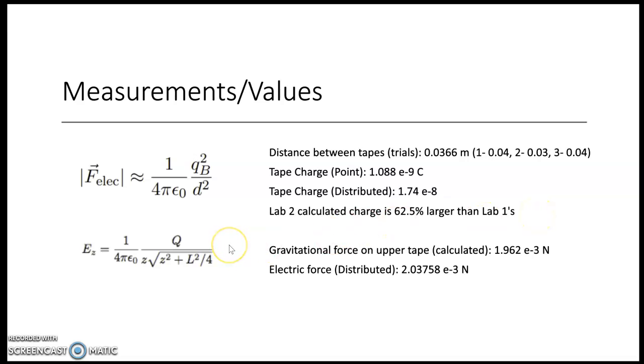That charge calculation came from the lower formula, which is an integration of the very small parts that the tape is broken into, compared to the point charge approximation in the upper equation.